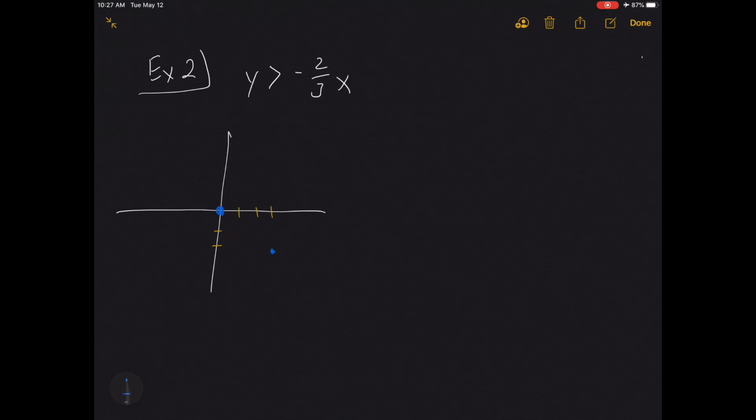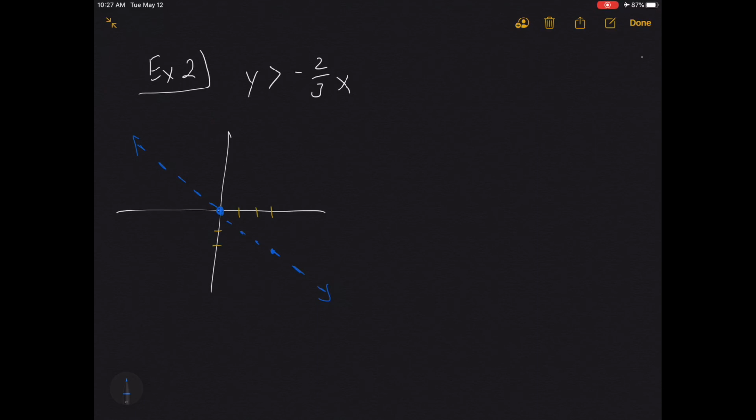And the reason for that is because everything that's on the line is not going to be included. So when we draw this, it's going to be a dashed line that goes through there. And that only happens when there's no equal to symbol underneath of your inequality. So we will dash the line because it's not going to be included in our solution set.